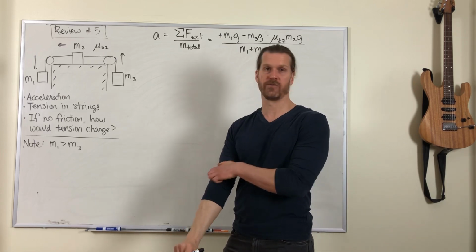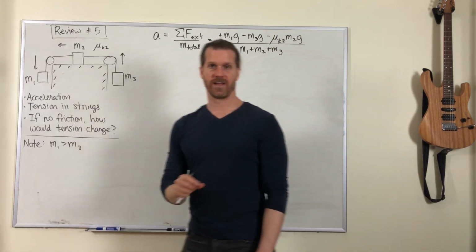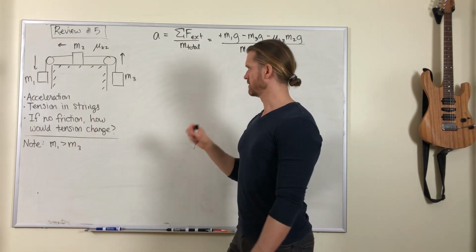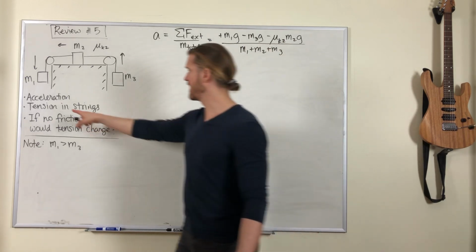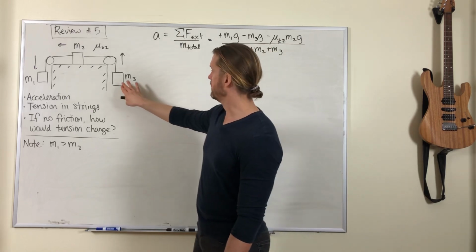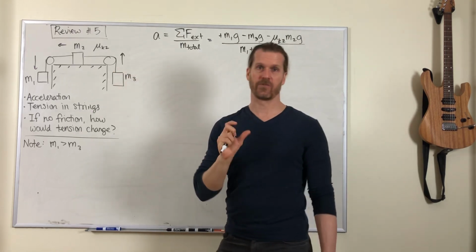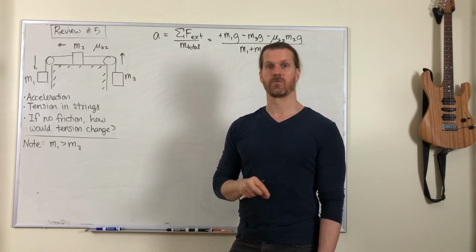And the simplest way to do that is to consider mass 1 as its own system, do a little free body Newton's second law analysis for that. And that'll help us find the tension in the left string. Then we'll do mass 3 as its own system, Newton's second law process, and find the tension in the right string.